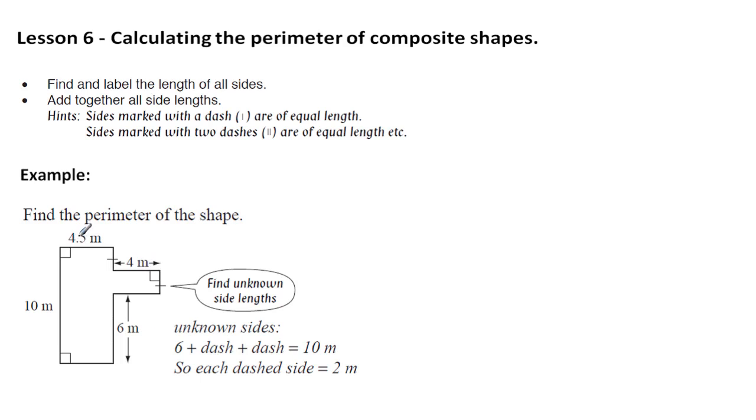not given. Now, the one down here that's missing is fairly easy to work out because that's 4.5 metres, so this must be 4.5 metres as well. So we'll write this in.